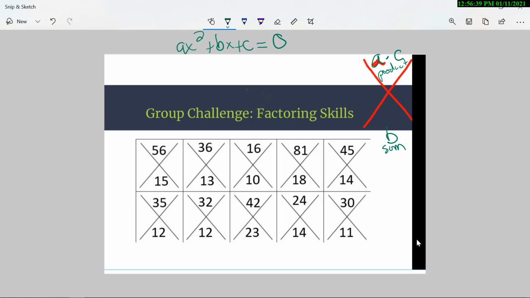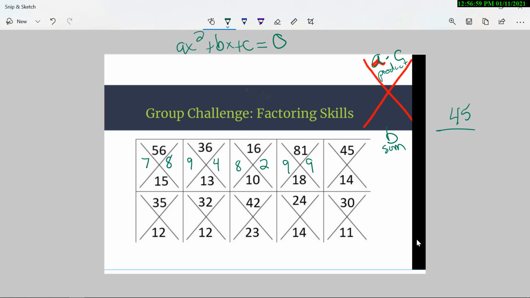56 and 15, that would be 7 and 8. 36 and 13, 9 and 4. 16 and 10, 8 and 2. 81 and 18, 9 and 9. 45, 14. Well, maybe I'm stuck here.